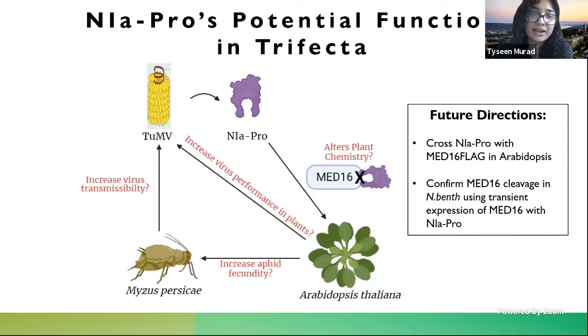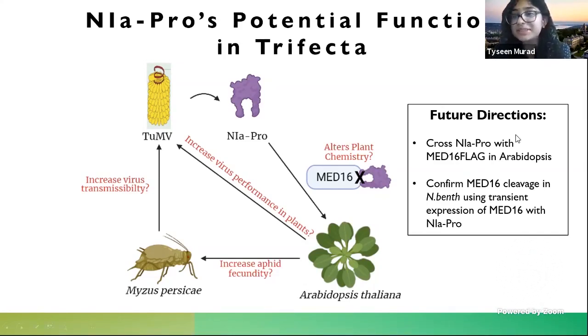And so bringing back the viral vector host trifecta from the beginning of the presentation, the trifecta interaction is becoming a bit more clear now. Now we know that TuMV is encoding a protease called NIa-Pro that is probably altering plant chemistry by cleaving this protein called Mediator subunit 16, which is a key player in plant defense systems. And this is somehow increasing viral performance in plants, which also increases aphid fecundity. However, a lot more experimentation needs to be done to confirm that it is just NIa-Pro cleaving MED16 and causing all of these downstream effects.